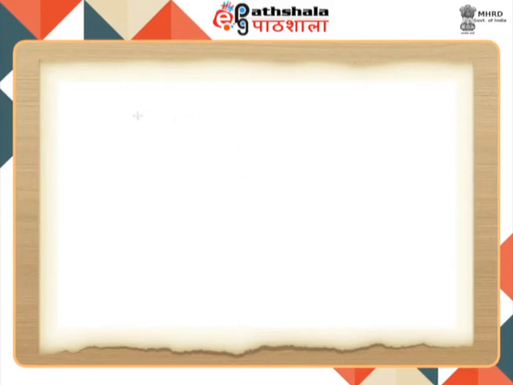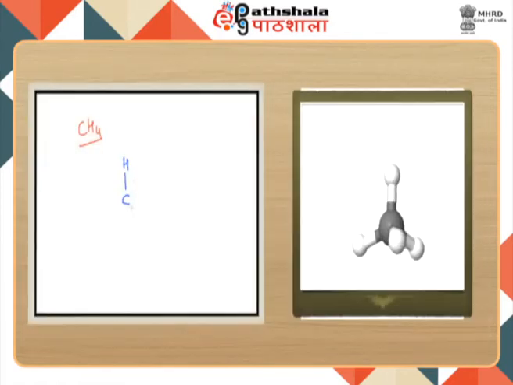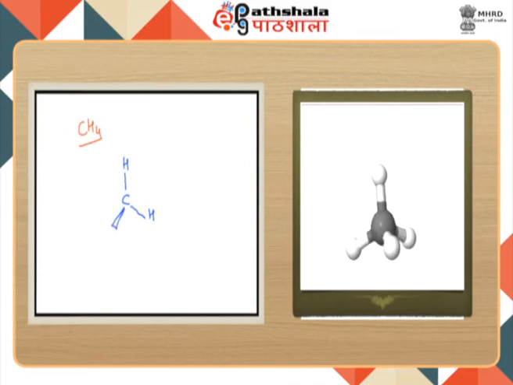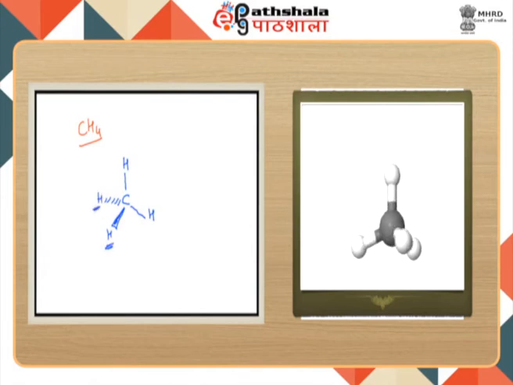Considering the next case, which is CH4. Now CH4, you are aware, because of the sp3 hybridization, the molecule is tetrahedral, that is it has this structure where this hydrogen is coming out of the plane, this hydrogen is going behind the plane, and these two hydrogens are in the plane.